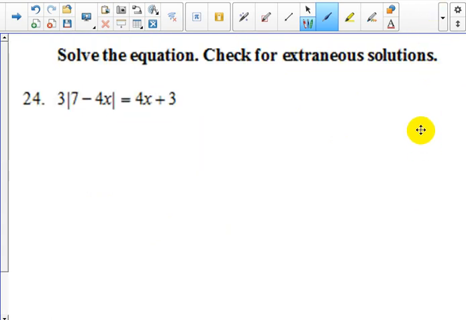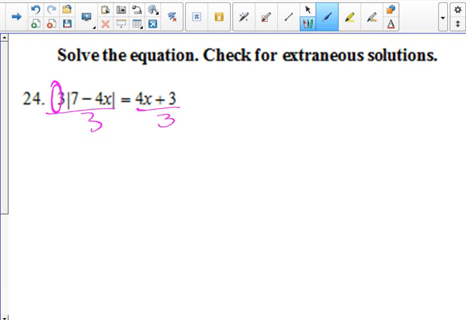The next problem says solve the equation, check for extraneous solutions. So the first thing we're going to do is solve. We have 3 times the absolute value of 7 minus 4x equals 4x plus 3. The first thing we want to do is get rid of this 3. We've got to isolate the absolute value so we can solve it as both the positive and the negative. So divide each side by 3.